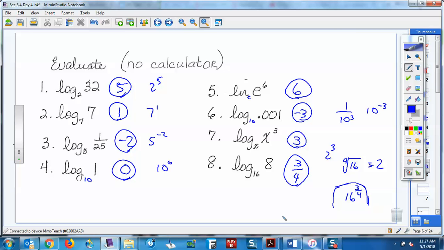Number 7. It's a lot like 5, a lot like 2. Those kind of just cancel each other out. The answer is 3. And what about the last one? 3 fourths. Very good. 3 fourths. Now, again, maybe, see what your thought process is on that.